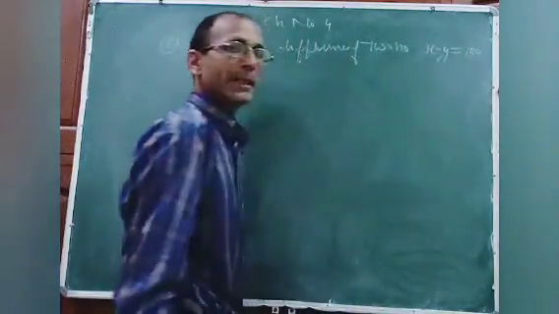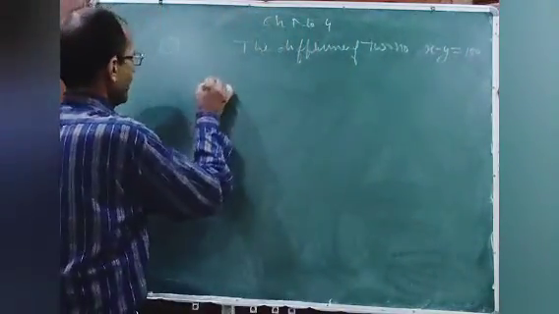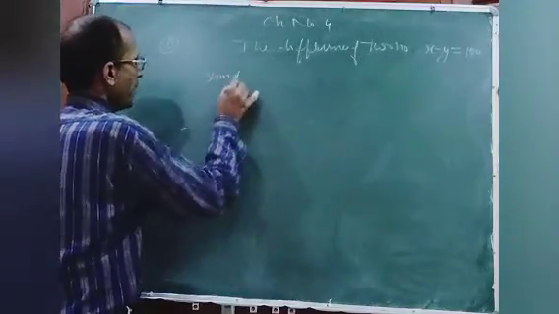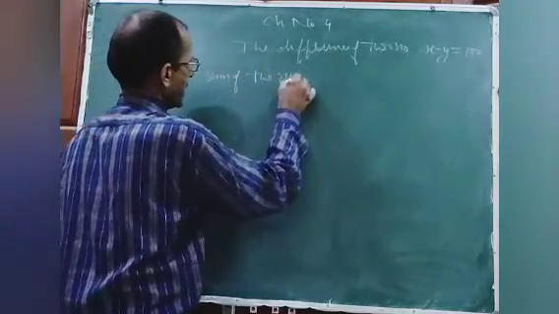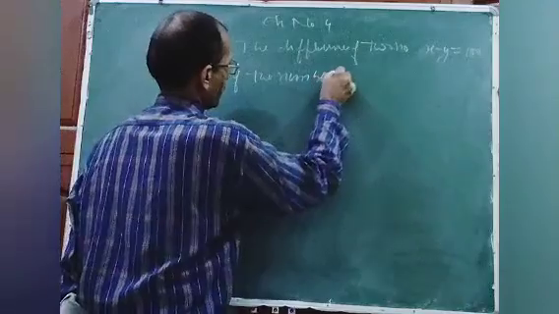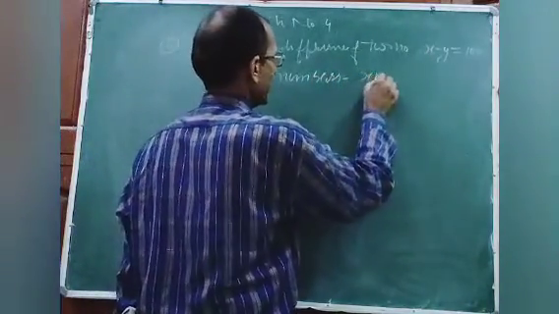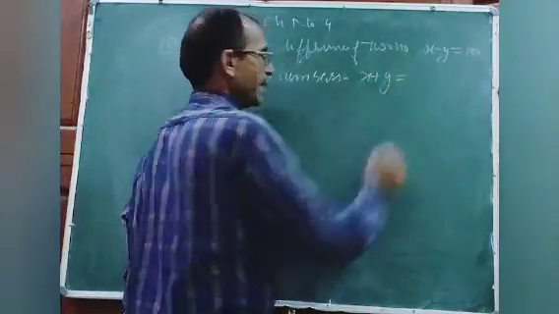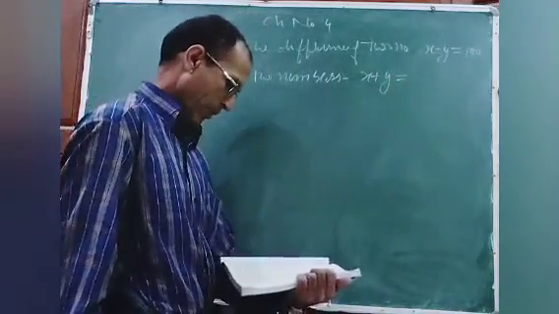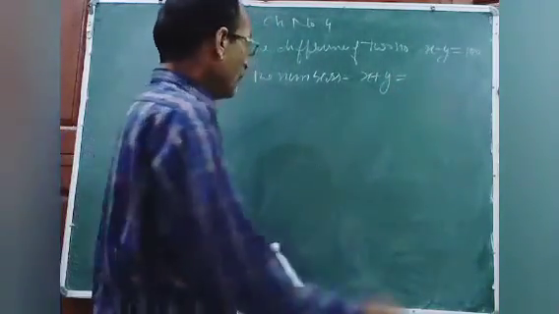And the sum of the numbers, it means x plus y. Numbers are x and y. Their sum is 540.